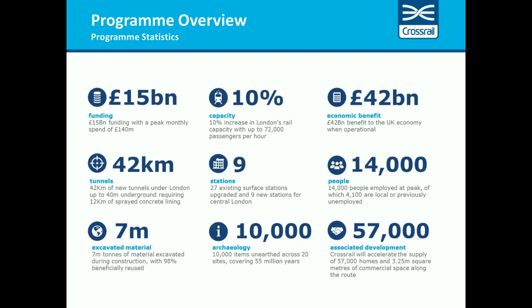For the numbers, people, we're a fully funded programme to the tune of just under £15 billion. We're increasing capacity on the railway by 10%. The new railway is estimated to deliver about £42 billion worth of benefit to the UK economy. We have, as I said earlier, mined now 42 kilometres of tunnels. We've got 9 new stations. We've had 14,000 people working on the programme at our peak, and we've excavated some 7 million tonnes of earth. We've had 10,000 archaeological finds, many of which have been subject to BBC documentary. And finally, we're projecting to accelerate the supply of 57,000 very much needed new homes to the capital in London.